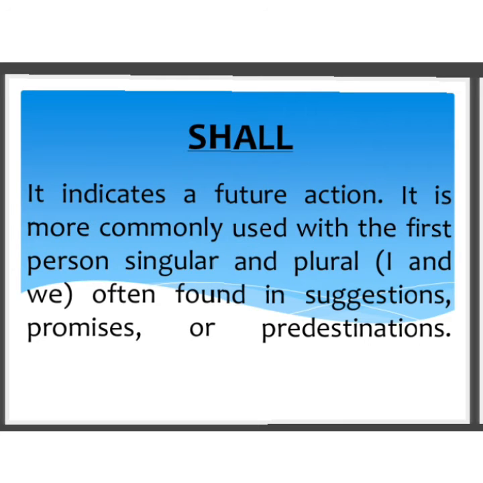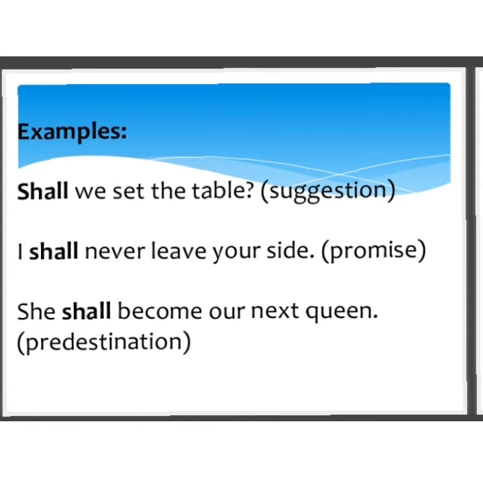See the use of shall. It indicates a future action. It is more commonly used with the first person singular and plural, that is, I and we, often found in suggestions, promises, or predestinations. There are some examples of shall.